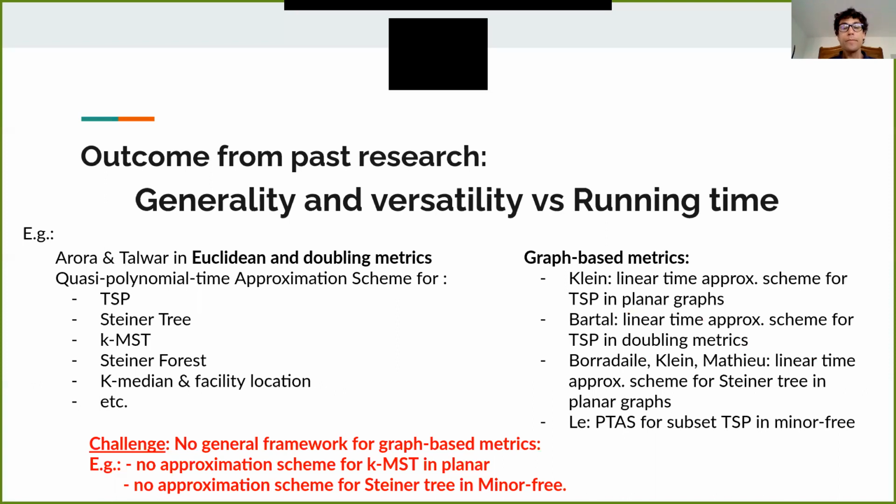Okay, so the outcome of past research goes in two directions. One is like generality and versatility of the framework. So in the sense that you can cover many problems of a given family at the same time with the same framework and make it work in different, more and more general metrics. So it's a very general approach. And that's the work of Arora and Talwar. And they got a quasi-polynomial time approximation for TSP, Steiner tree, KMST, Steiner forest, k-median, facility location, etc.